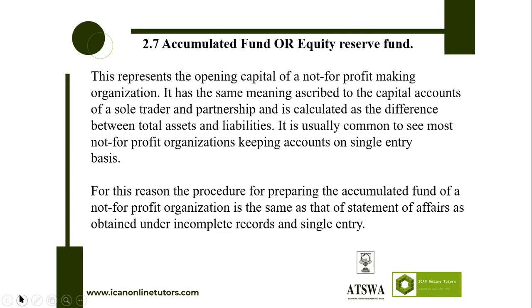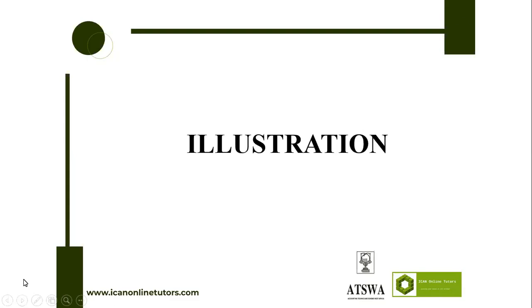So for this reason, the procedure for preparing the accumulated fund of a not-for-profit organization is the same as that of statements of affairs as obtained under incomplete records. So we don't have capital, we make use of accumulated fund. And how do we arrive at this? It is the difference between total assets and liabilities. Okay, so we'll go over to the illustration where we'll assess all these different accounts and treat them accordingly.